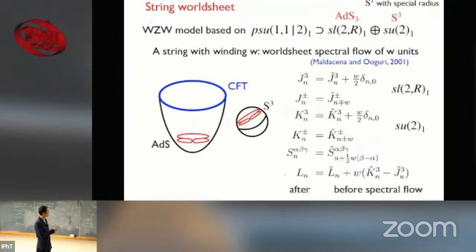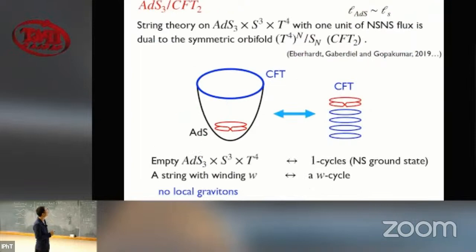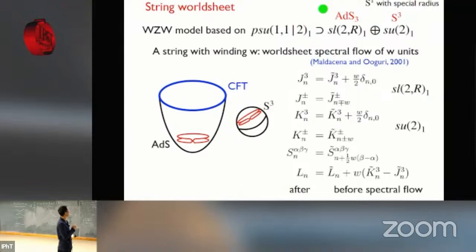Okay. Now let's try to reproduce the spectrum from the worksheet. The worksheet theory is a Western middle weight model based on this supergroup. It has an AdS3 part as SL2R and an S3 part as SU2. If you look at SU2, in general, when the level is larger than one, it describes the S3, but at level one it is a special point. It actually describes the S1 cycle with special radius.